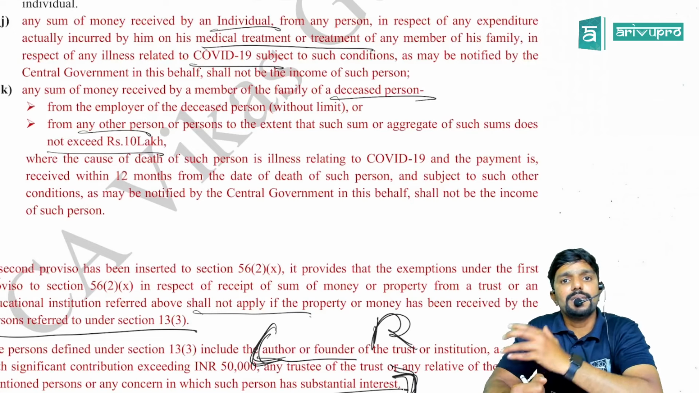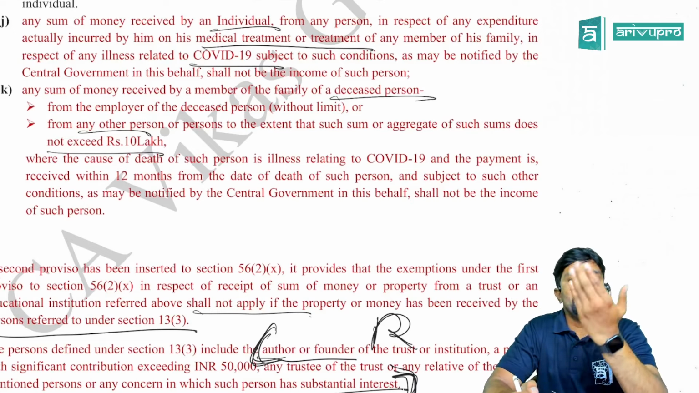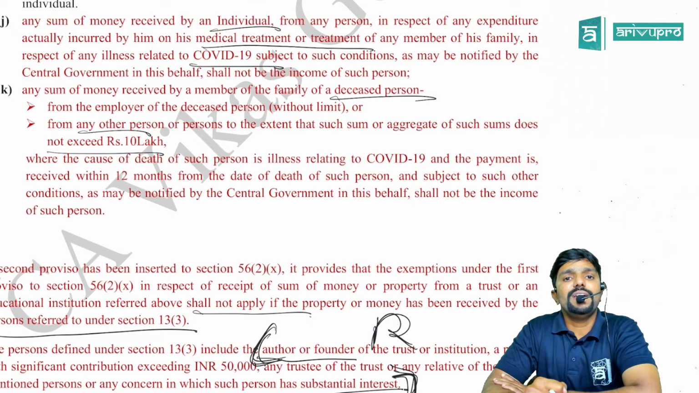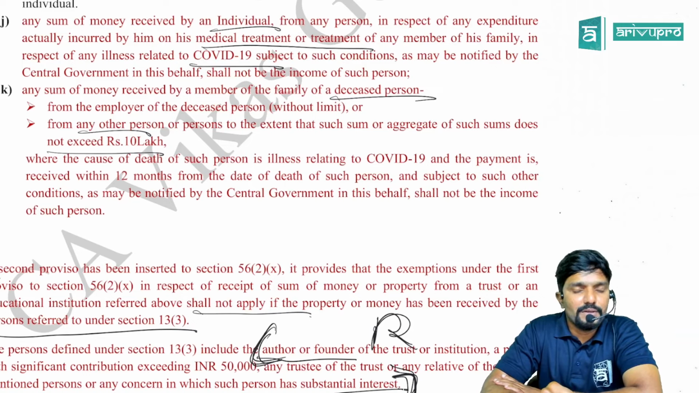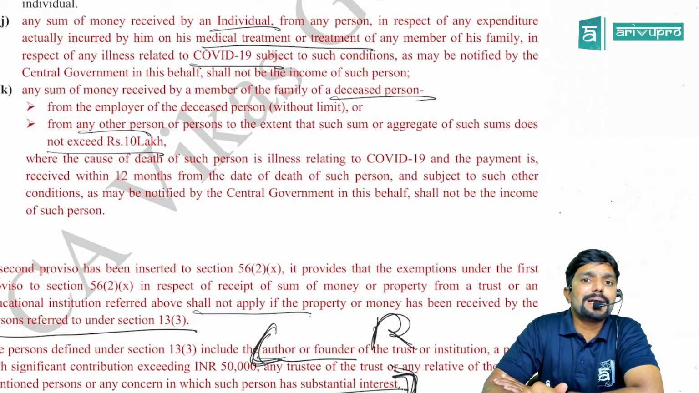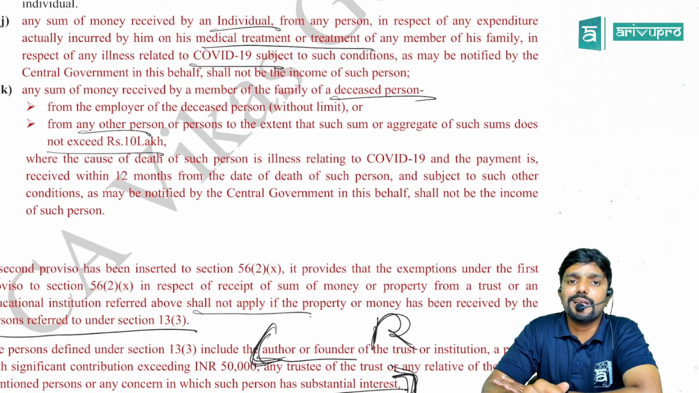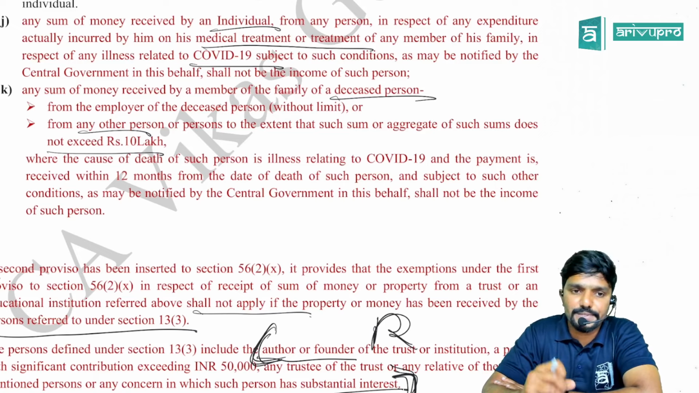For example, assume a person had died due to COVID-19. Now, Infosys Foundation gave 15 lakh compensation to their family members due to this death. In that case, only 5 lakh would be taxable in the hands of the family members who are receiving it under the head other sources, guys.